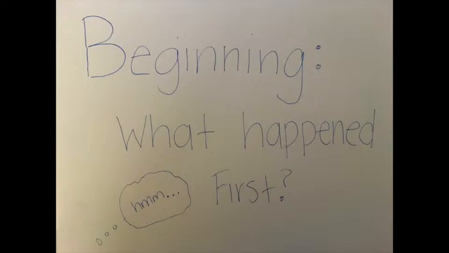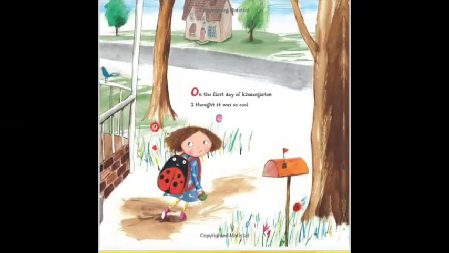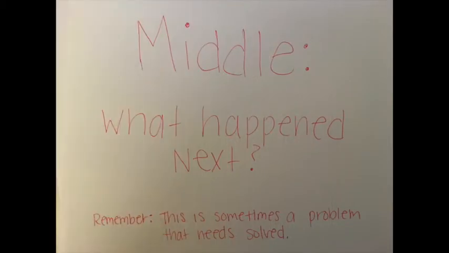Now let's, for example, just look at the first page of our book and just talk about it a little bit. Let's look at our page. It says, "On the first day of kindergarten, I thought it was so cool." So just by looking at this picture, we can guess the who is the little girl. We can guess where she is. Well, she's obviously outside. But now we have to guess why she thought it was so cool.